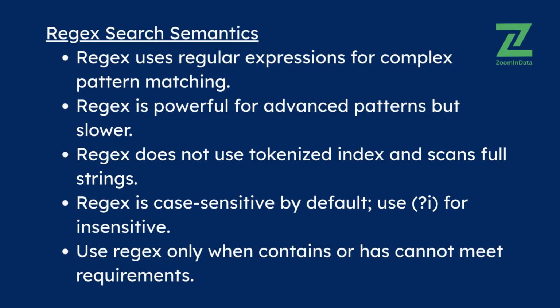Finally, regex search semantics. Regex uses regular expressions for complex pattern matching. Regex is powerful for advanced patterns but slower. Regex does not use tokenized index and scans full strings. Regex is case sensitive by default. Use i for insensitive. Use regex only when contains or has cannot meet requirements. Regex gives ultimate flexibility but comes with a performance cost on large data.